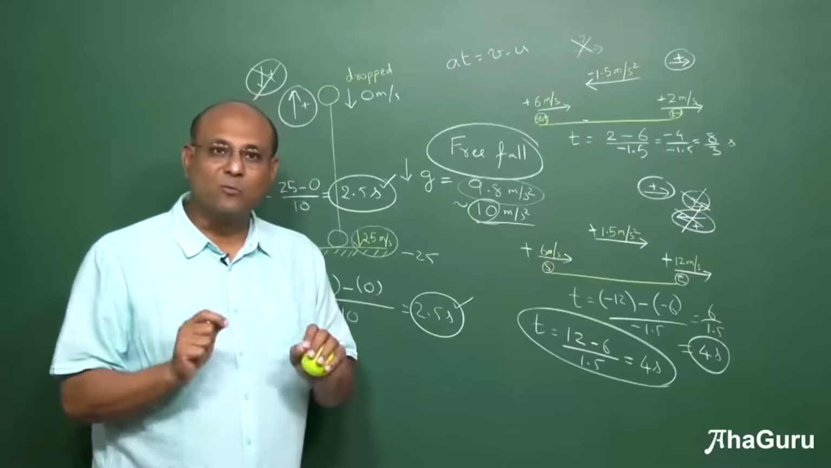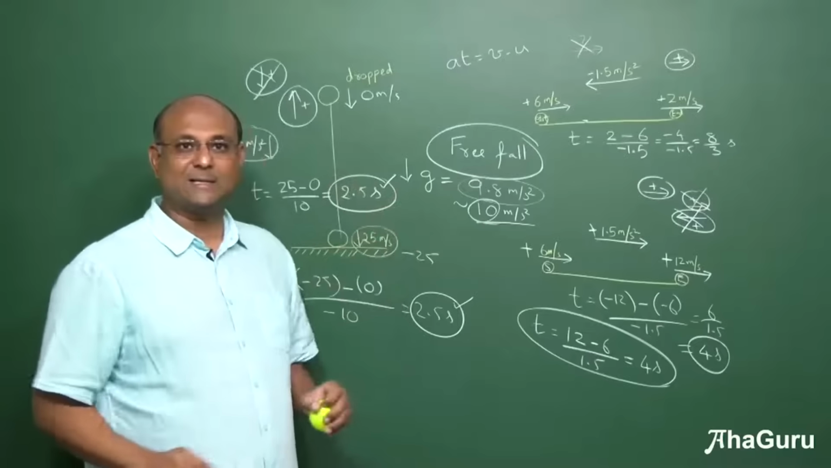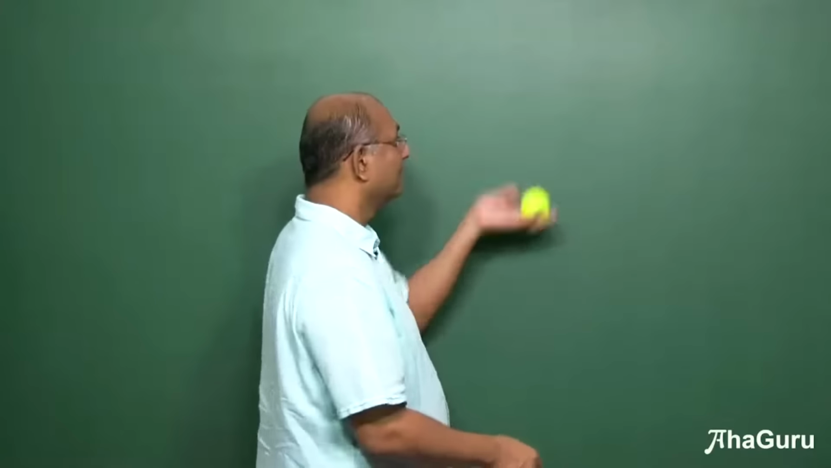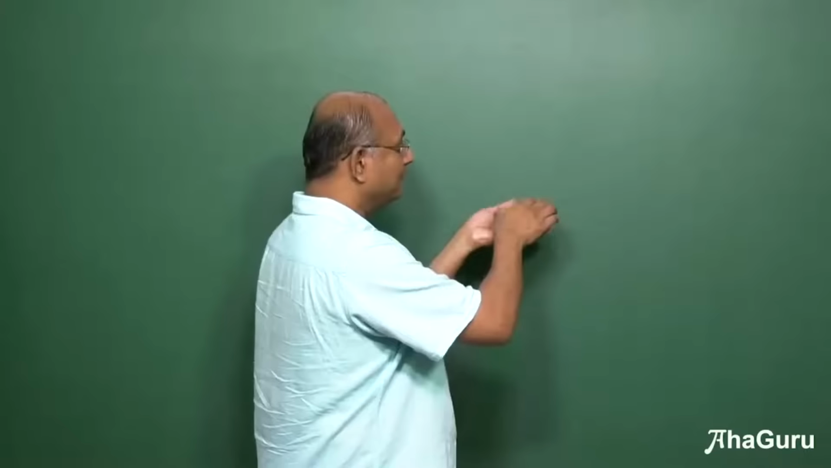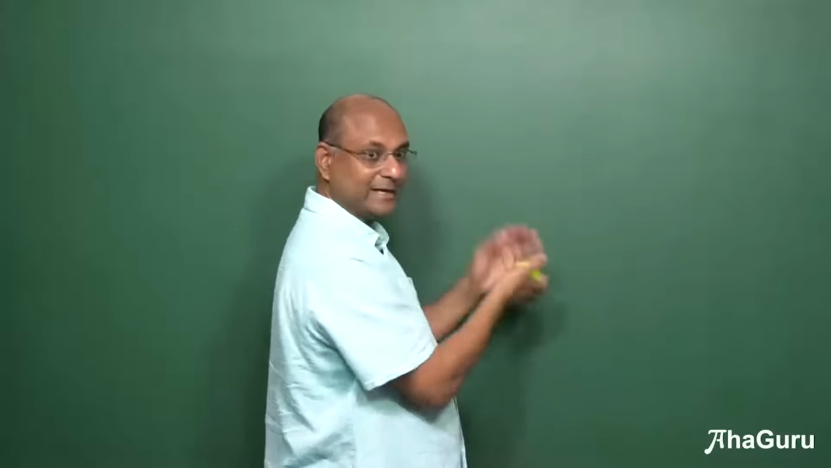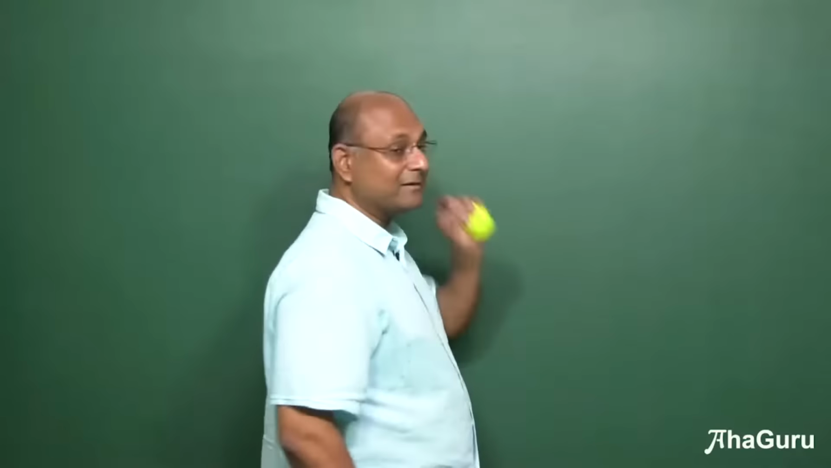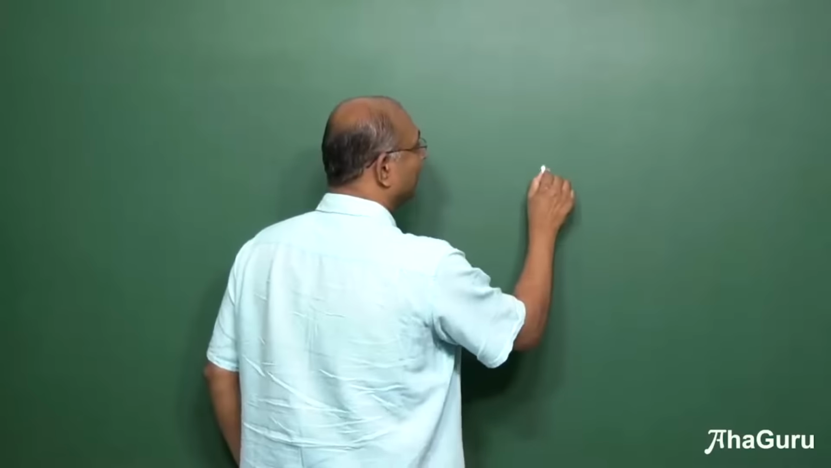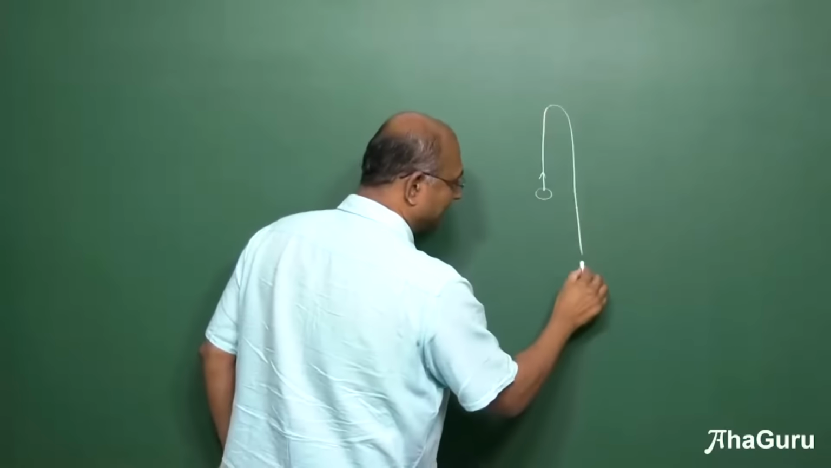Now let us do a couple of more questions because then we'll be able to understand this a little better. So let us see that again. I am throwing this ball like that. It goes up and it comes back and I am catching it here. Let us convert this into a question. So I am throwing the ball here. It goes up and then I am catching it somewhere here.